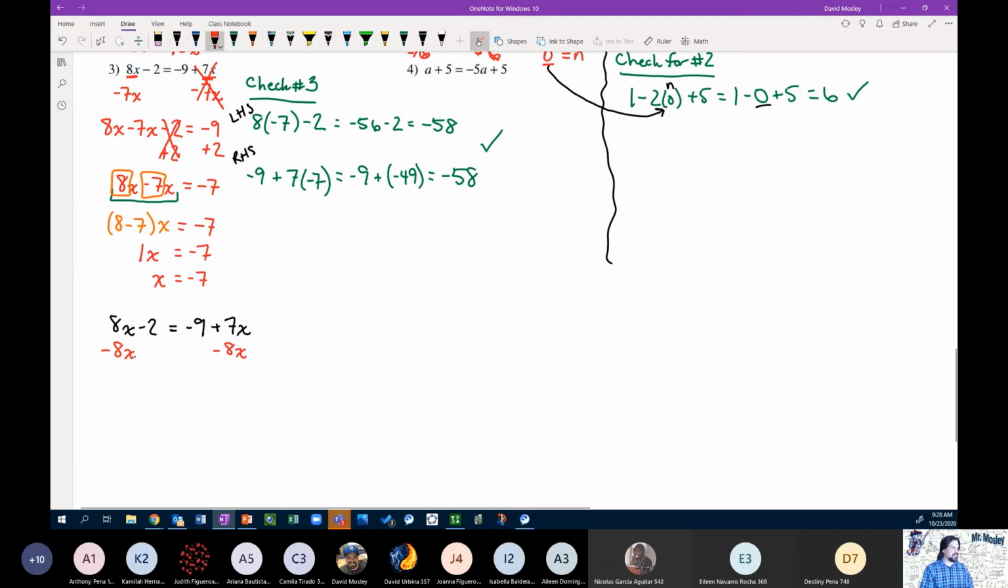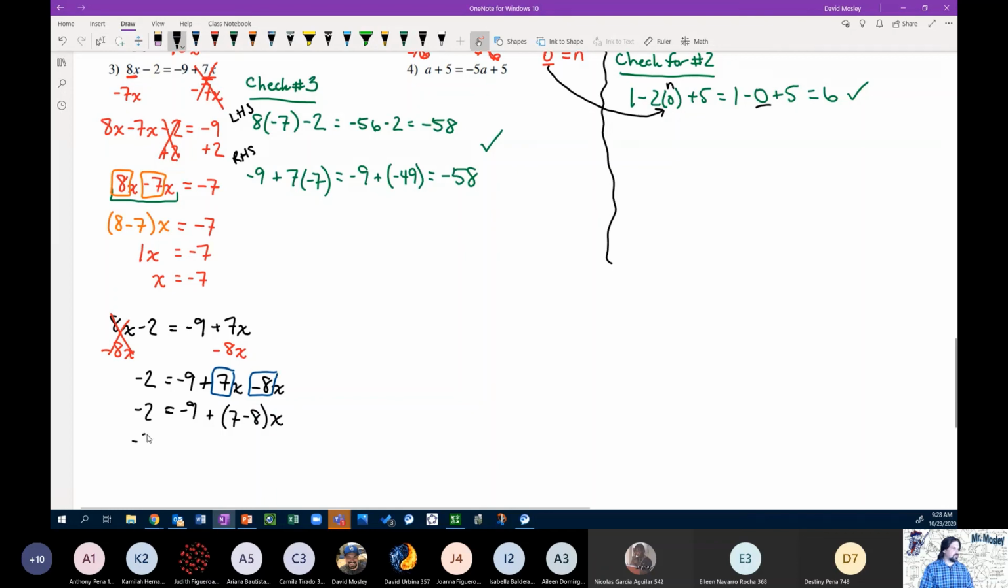So we have 8x minus 8x, that's gone, and we get negative 2 equals negative 9 plus 7x minus 8x. We'll do the same thing as before. We have negative 2 equals negative 9 plus 7 minus 8x. I took the coefficient from each like term, the 7 and the minus 8, and it goes into the parentheses with the variable on the outside.